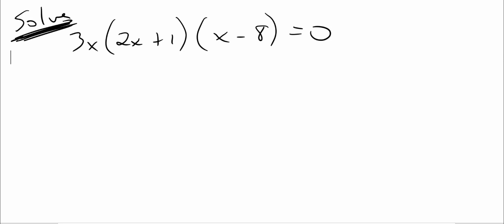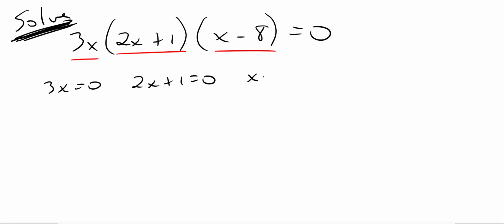Solve. Okay, so remember I told you wherever you see a variable or a variable in a parenthesis, you set that equal to 0. So technically, math fans, I'm going to have three answers here because I'm going to set three things equal to 0. Okay, so I'm going to say 3x equals 0, 2x plus 1 equals 0, and x minus 8 equals 0.